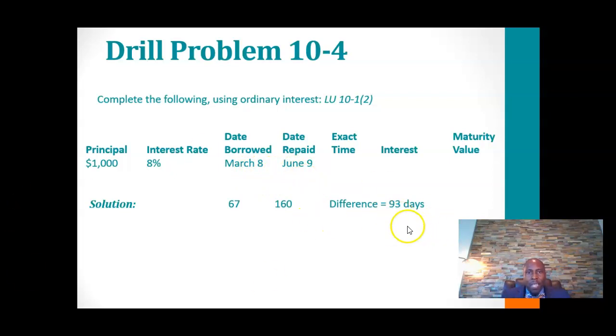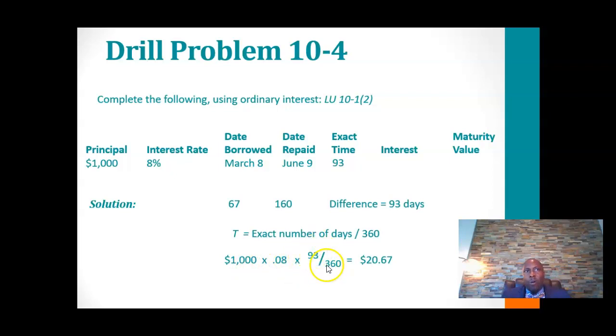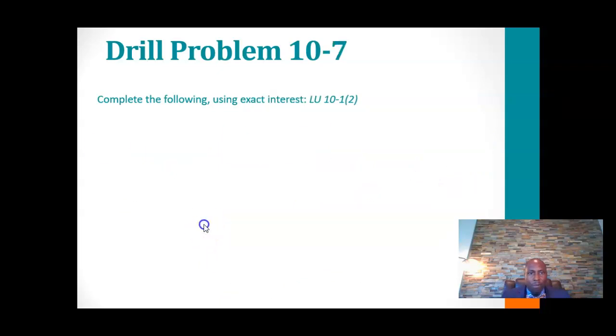So now that I have the number of days, the exact number of days being 93, I can now plug things into the actual equation. Principal amount, 1,000. Rate being 8%. Time will be 93 over 360. So based upon these amounts, the interest would equal $20.67. The maturity value will be the 1,000 in principal plus the interest. Therefore, the maturity value will be $1,020.67. Try another one. All right.